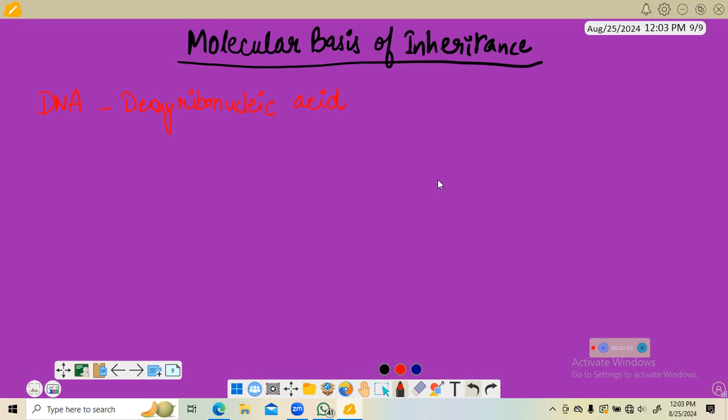Then complexion, dark or fair, also depends on parents. Then height, tall or short, is also hereditary, which we inherit from our parents. Let's say the father is tall, the mother is short, and the child has a short height. Basically, he has inherited that short height from his mother. So this is how inheritance works.